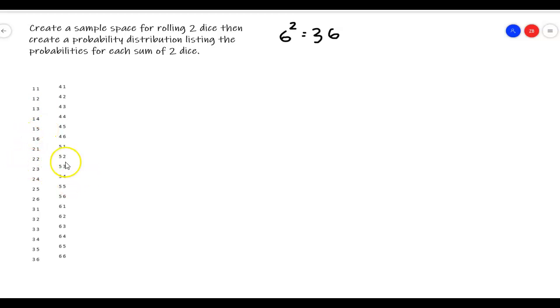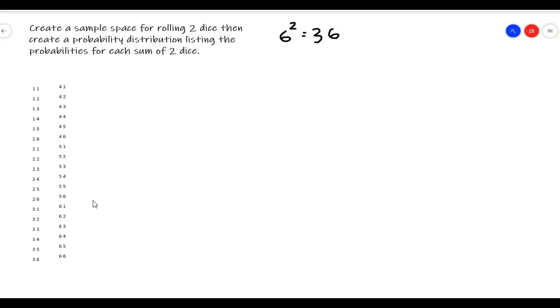So for example, the first number could be 5 and the second number could be 2. The first number could be 3 and the second number could be 4. So every possibility here shows up exactly 1 time. The first number could be 6 and the second number could be 6. So this is called a sample space, and this is something that they talk about a lot in section 4.1.